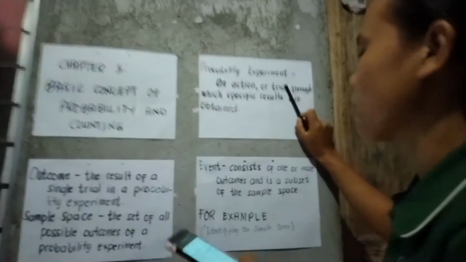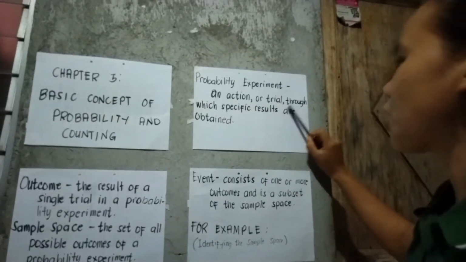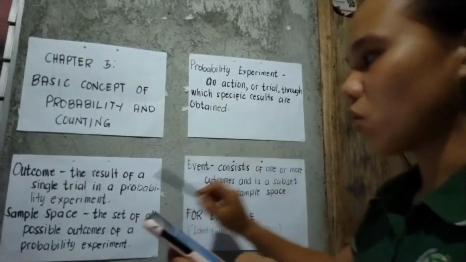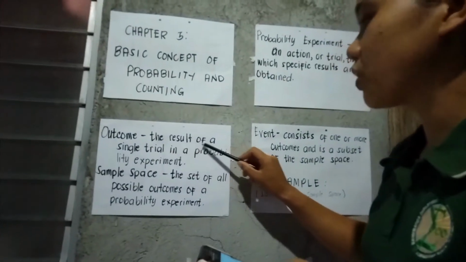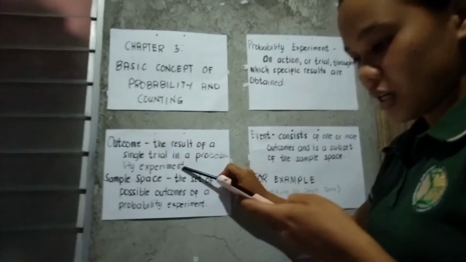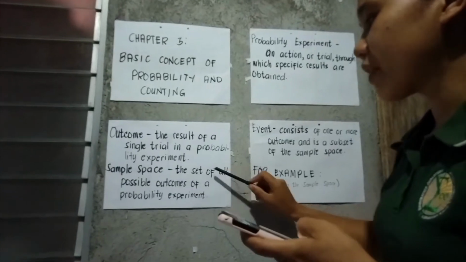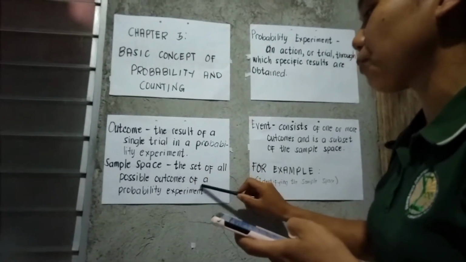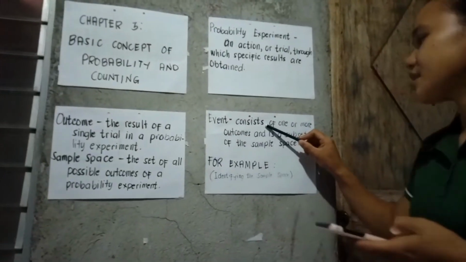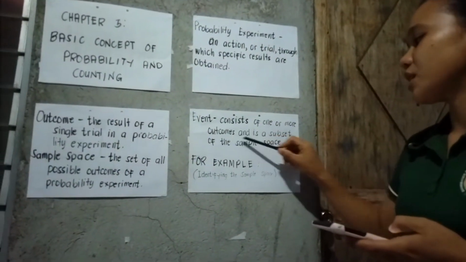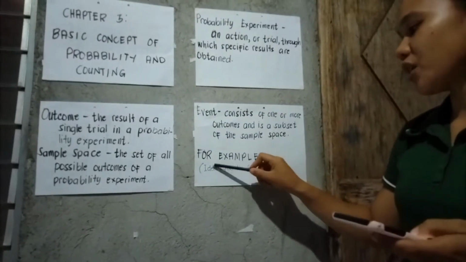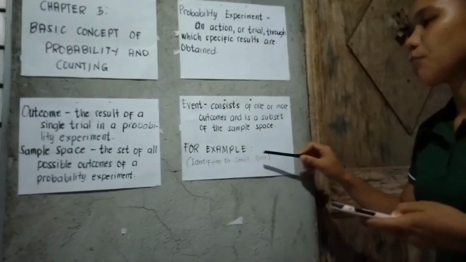A probability experiment is an action or trial through which specific results are obtained. Outcome: the result of a single trial in a probability experiment. The sample space: the set of all possible outcomes of a probability experiment. An event consists of one or more outcomes and is a subset of the sample space. So take a look, for example, at identifying the sample space.